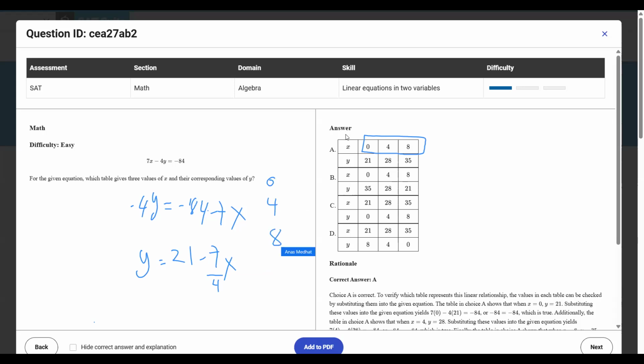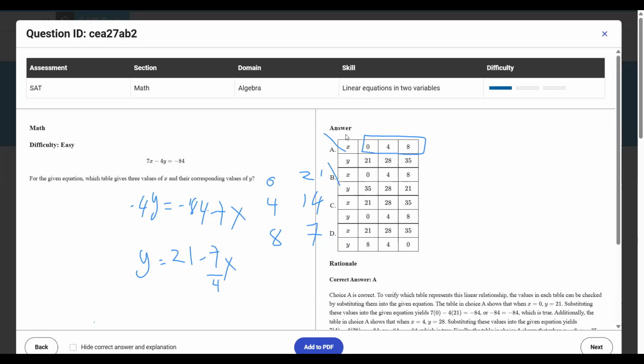If we substitute 0, we'll get 21 directly. We substitute 4, the 4s will cancel with each other. It will be 21 minus 7, which is 14. If we substitute 8, 8 over 4 is 2. 2 times 7 is 14. 21 minus 14 is 7. So it will be 21, 14, 7. So the answer should be 21, 14, 7. So this is not the answer and this is not the answer.